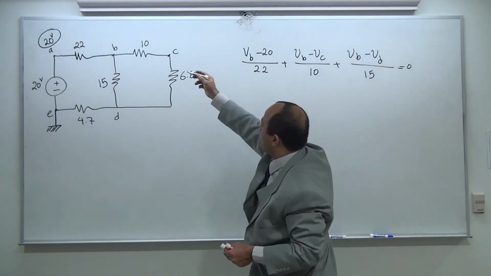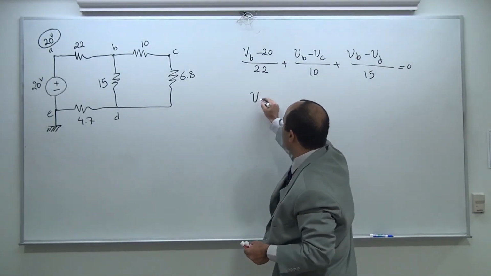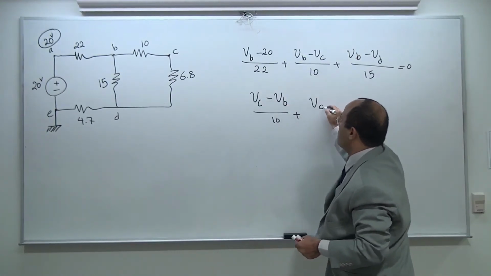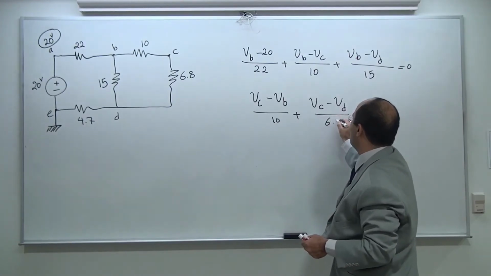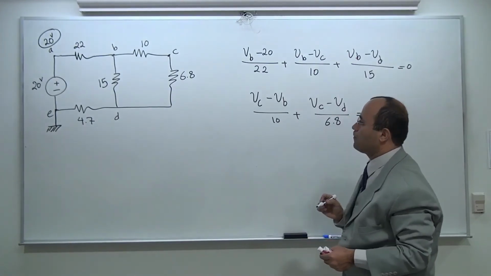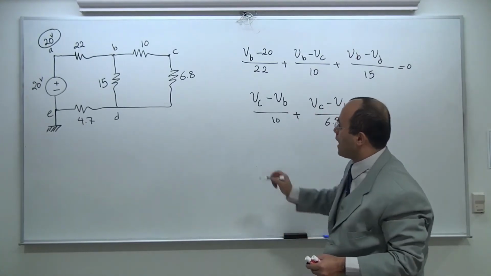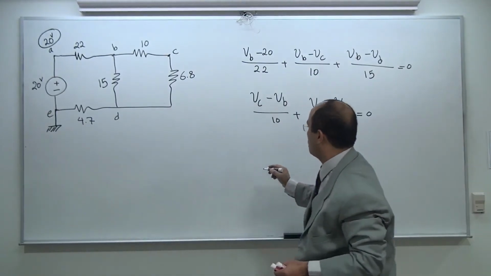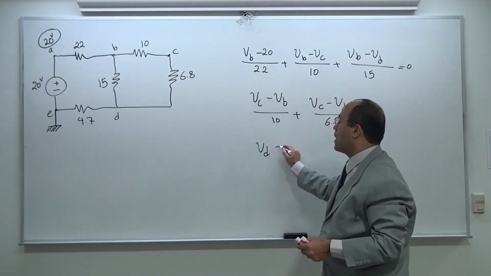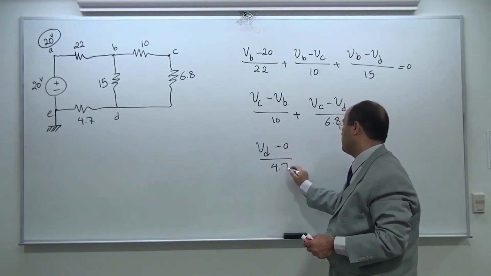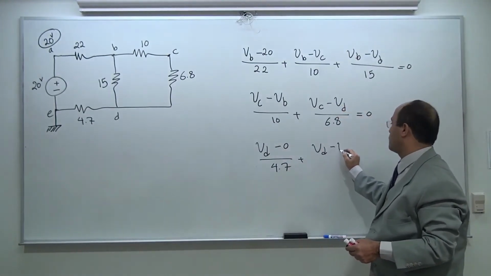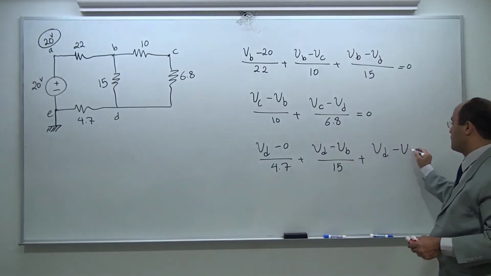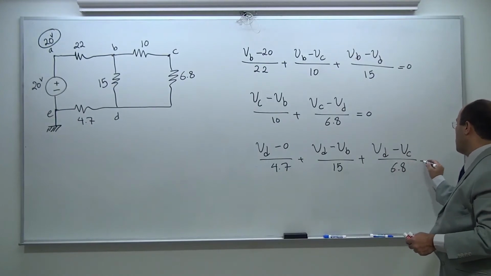Let's do node C. Node C has two components. I need to have two terms. VC minus VB divided by 10. VC minus VD divided by 6.8 is equal to 0. And then when I get to the D, I have three components. This is also attached to the node D. So it's going to be VD minus 0 divided by 4.7. VD minus VB divided by 15. VD minus VC divided by 6.8 is equal to 0.